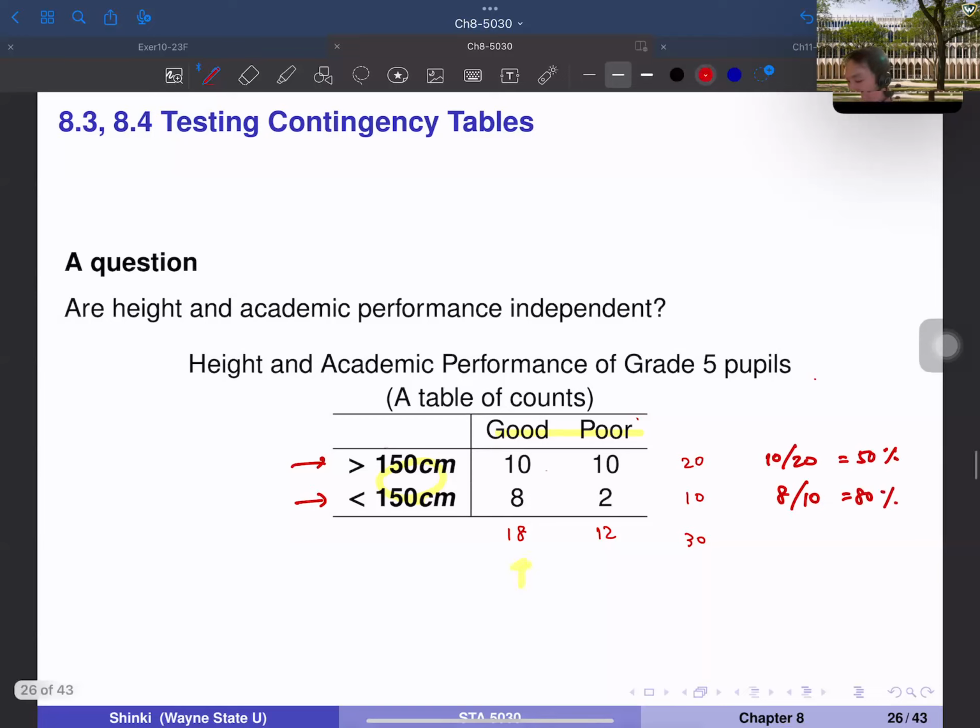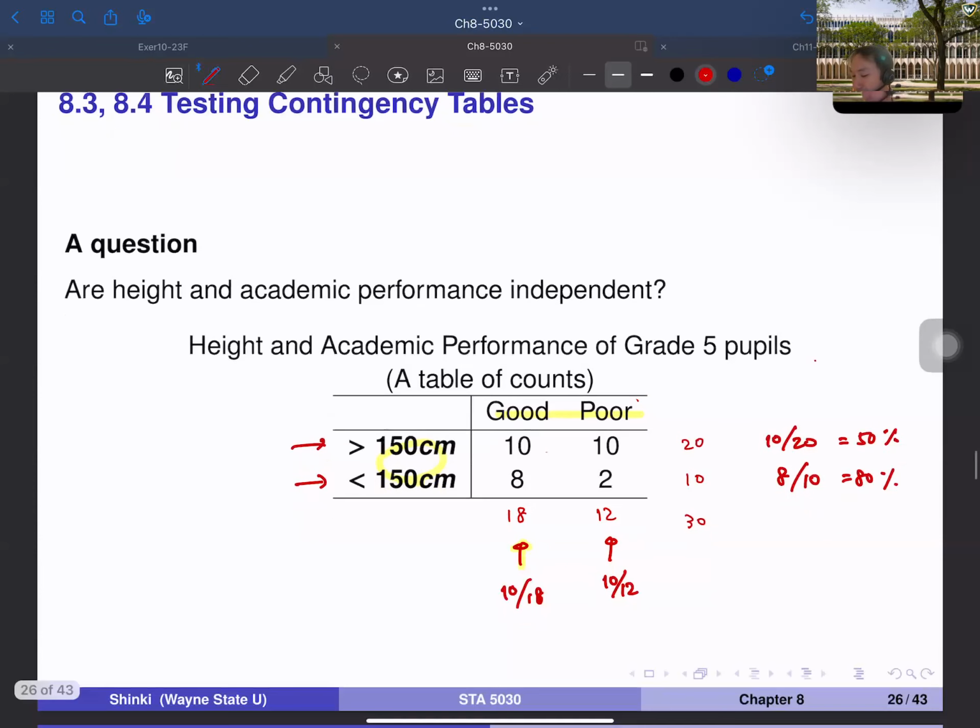Or you can also see this table vertically. Out of good students, 10 out of 18 are more than 150 centimeters. But for poor performance, 10 out of 12 students are more than 150 centimeters. So these proportions look significantly different, and we want to see this relationship.